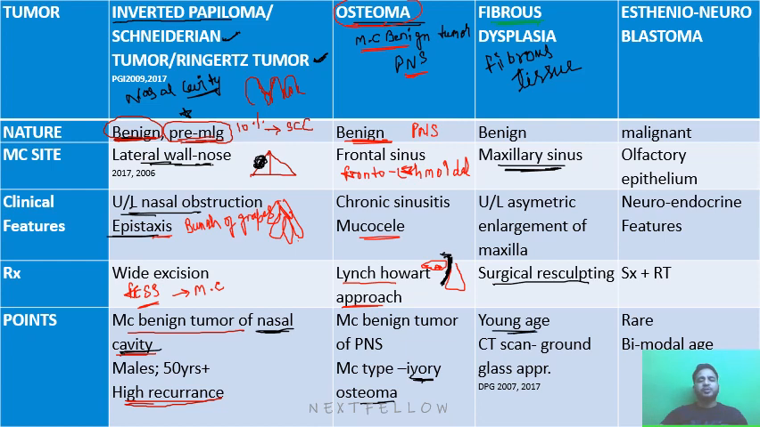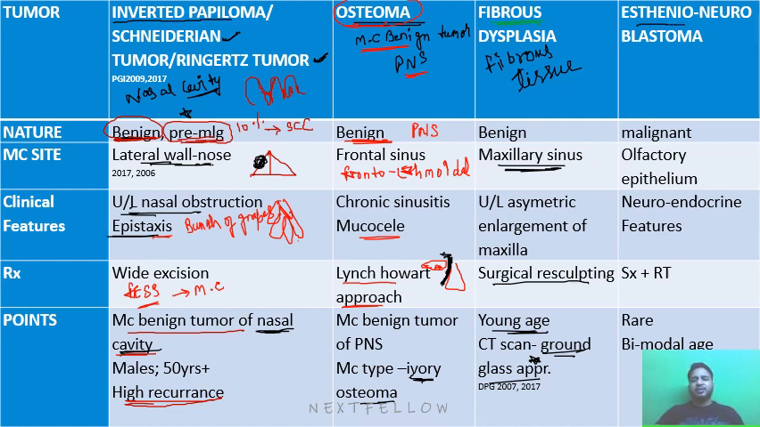The most common age group is the young age group, and CT scan will show a ground glass appearance. Important point, it has been asked in the exam. Ground glass appearance in the CT scan is a typical feature of fibrous dysplasia, and it is generally unilateral. Treatment is surgical resculpting, and the most common site is maxillary sinus. What is the most common benign tumor? In any of the paranasal sinuses, the most common benign tumor is osteoma. Most common benign tumor of the nasal cavity is inverted papilloma.